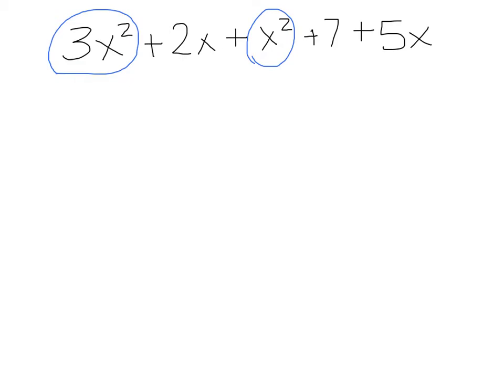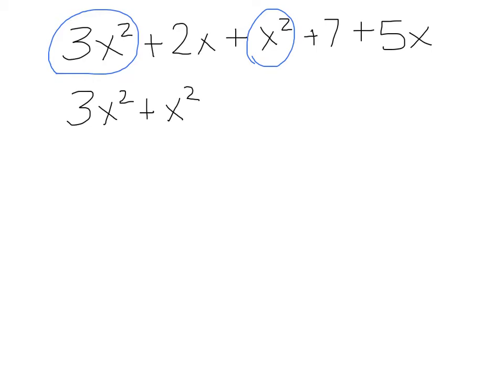And so to combine them, I'm saying I'm adding 3x squared plus x squared. So let's write it in that order. I'm going to add these guys together. And by moving these guys around and putting them next to each other, I'm using the commutative property of addition, which means I can add anything in any order that I want.